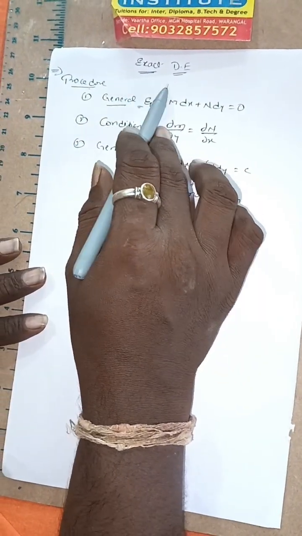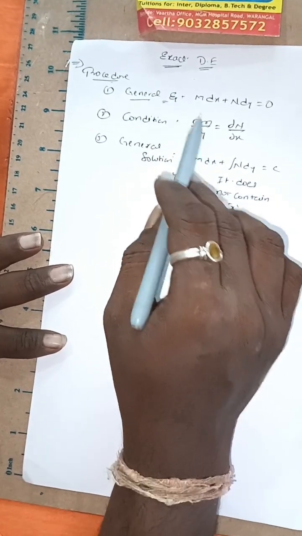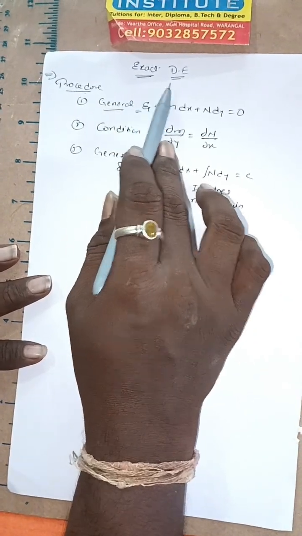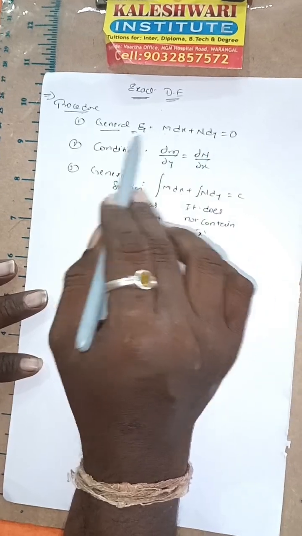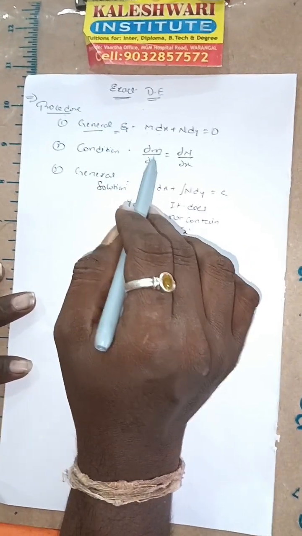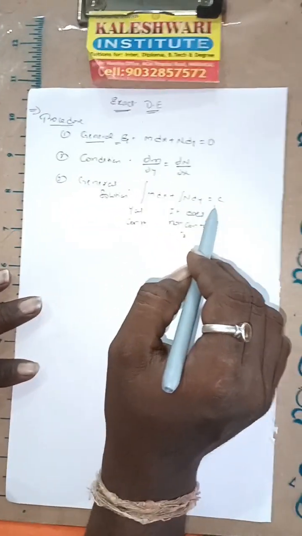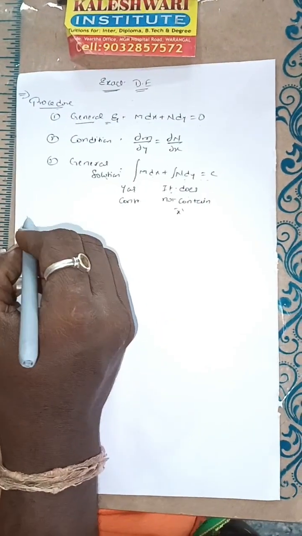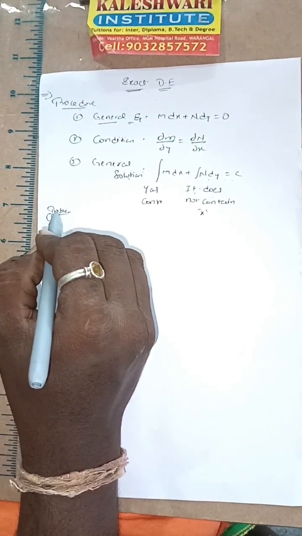We have to solve the exact differential equation in three steps. First one is the general equation: how can we identify it? The exact differential equation is of the form M dx plus N dy equal to 0, and the condition for exactness is dou M by dou y equal to dou N by dou x. Next, the general solution: integration of M dx plus integration of N dy equal to c, y as a constant, N does not contain x. Now we will explain the exact differential equation with a problem.